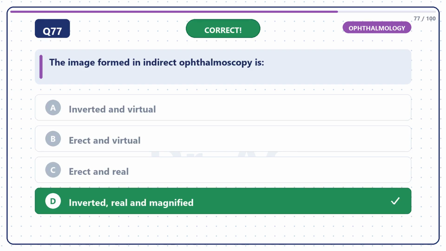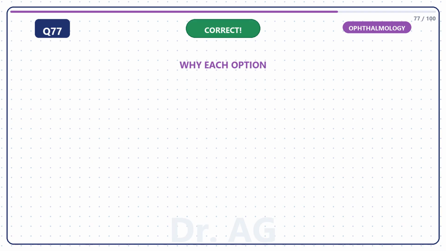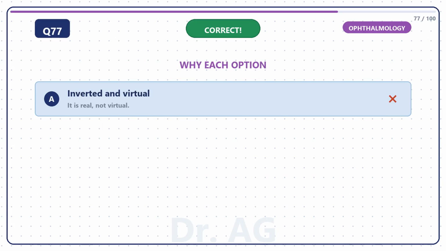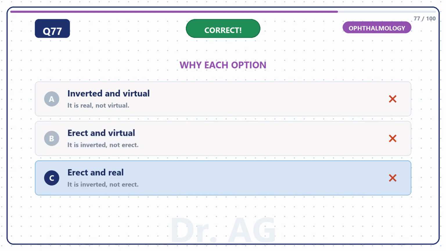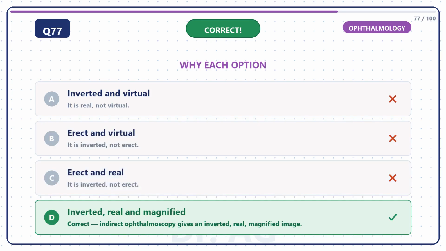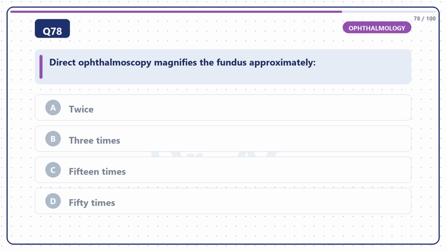The correct answer is option D. Inverted, real and magnified. Let's go through the options. Inverted and virtual. It is real, not virtual. Erect and virtual. It is inverted, not erect. Erect and real. It is inverted, not erect. And the correct answer is inverted, real and magnified. Correct. Indirect ophthalmoscopy gives an inverted, real, magnified image. So, the right answer is option D. Inverted, real and magnified.